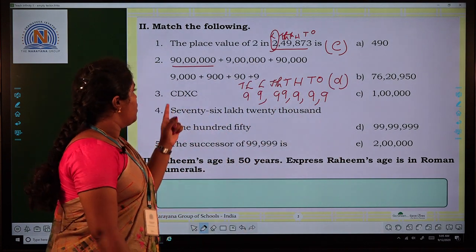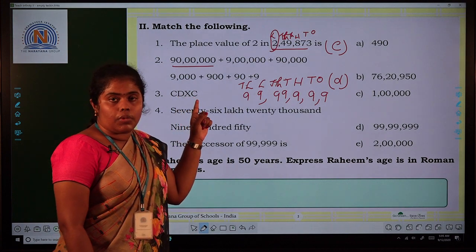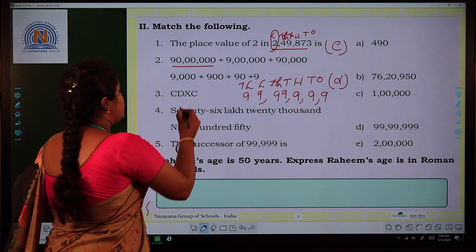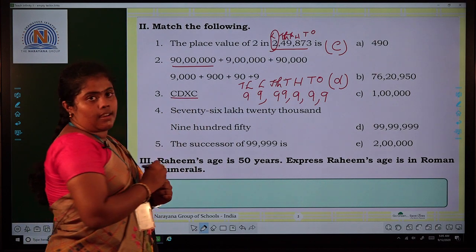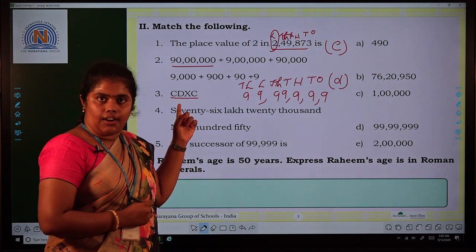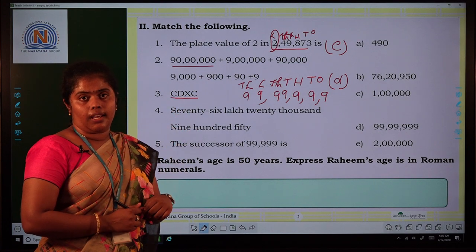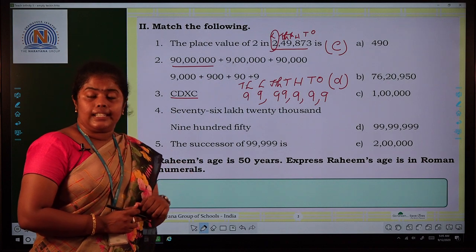Next one is, they have given one Roman number. We have to convert into our Hindu Arabic numeration. So here, they have given CDXC. The value of C is 100 in the Roman system. The value of D is 500 and the value of X is 10.